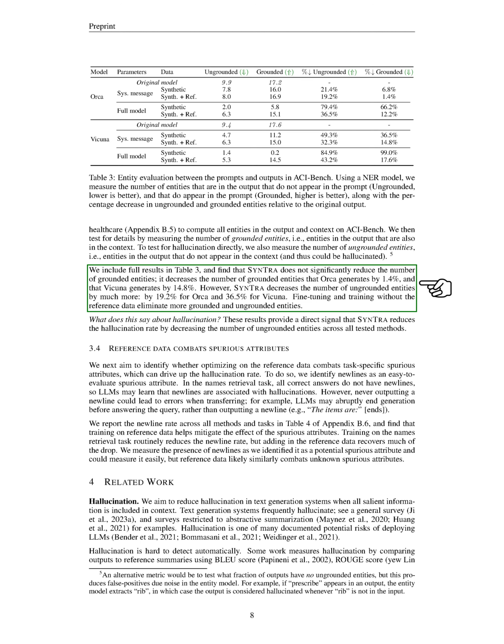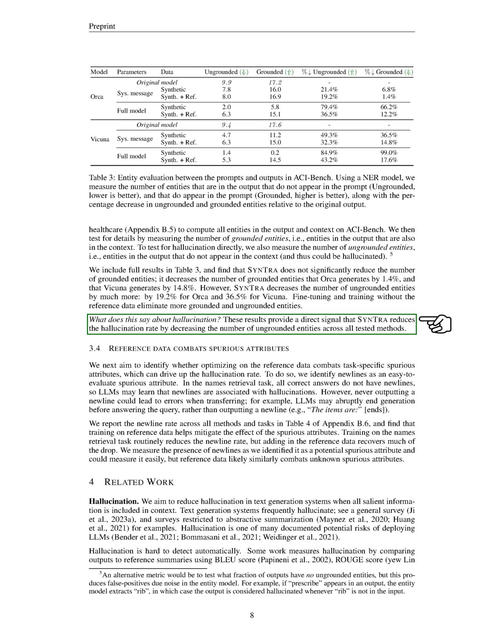Our findings show that SYNTRA doesn't significantly reduce the number of grounded entities. It decreases the number of grounded entities generated by Orca by 1.4% and by Vicuña by 14.8%. However, SYNTRA reduces the number of ungrounded entities by a larger margin, 19.2% for Orca and 36.5% for Vicuña. When we fine-tune and train without the reference data, we eliminate more grounded and ungrounded entities. These results suggest that SYNTRA is reducing the hallucination rate by decreasing the number of ungrounded entities across all tested methods.